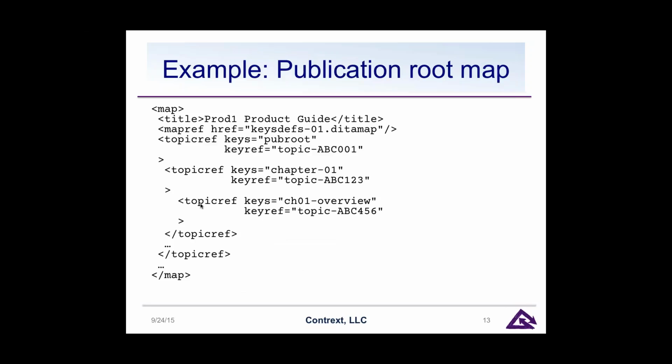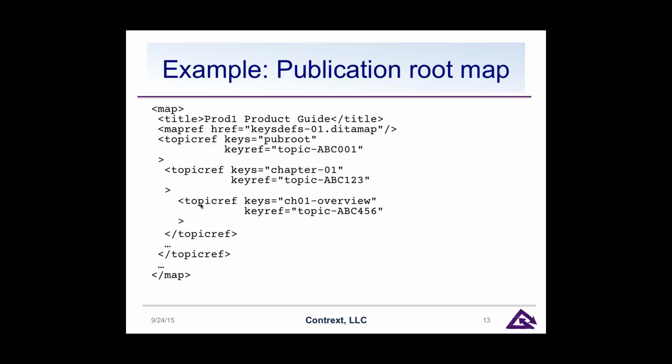So here's a root map for a publication, and I've got a map reference to my key defining map, keydefs01.ditamap. You can take that as being a map that has a whole bunch of key definitions in it. Then I have my navigation structure. I know it's my navigation structure because I've got generic topicrefs, and they don't change the value of the processing role attribute, so therefore they must be normal role topicrefs, right?